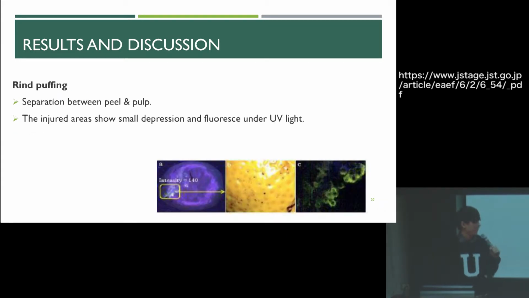And the last one is the ring puffing. Ring puffing is a kind of separation between the peel and the pulp. So the puffy area will be very sensitive to damage, and the injured area will show a little depression, and it will actually fluoresce under UV light.